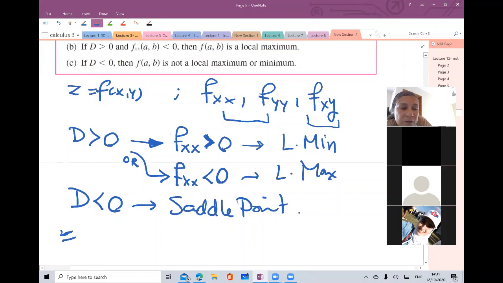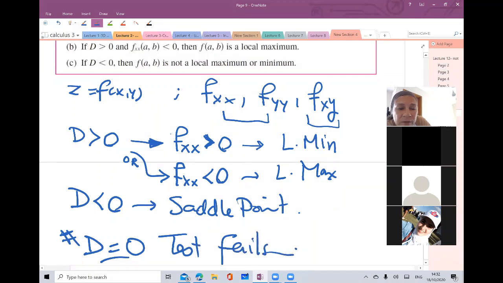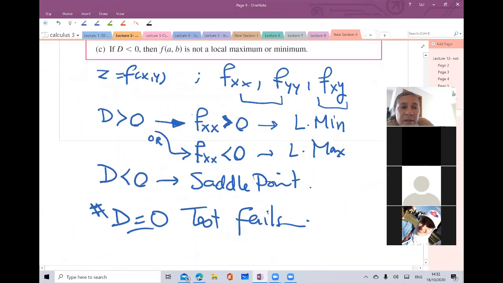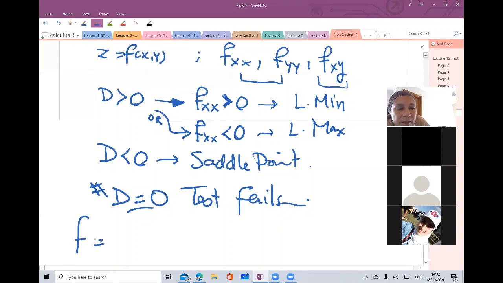The last case, note that if I obtain zero, actually this test fails and I have to go with the graphing, okay? Got the idea? If I want to verify this expression with the previous example, what do I notice? The problem was y squared minus x squared, right?